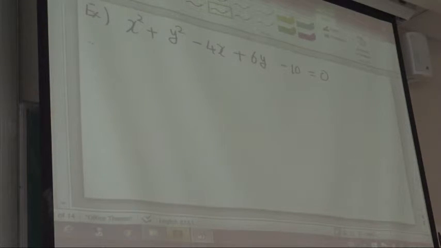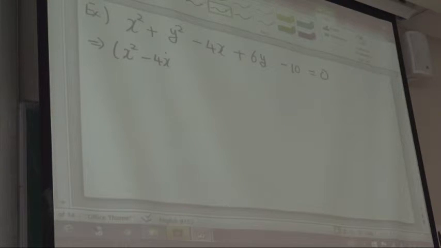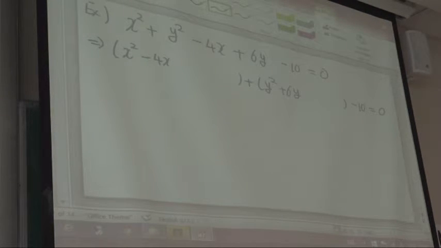Step 1 is we rearrange this and make the x squared minus 4x. Just group the x term and the y term. And then we have y squared plus 6y, and negative 10 is equal to 0. We just rearrange that. And then the next step is we want to make this into the complete square format.